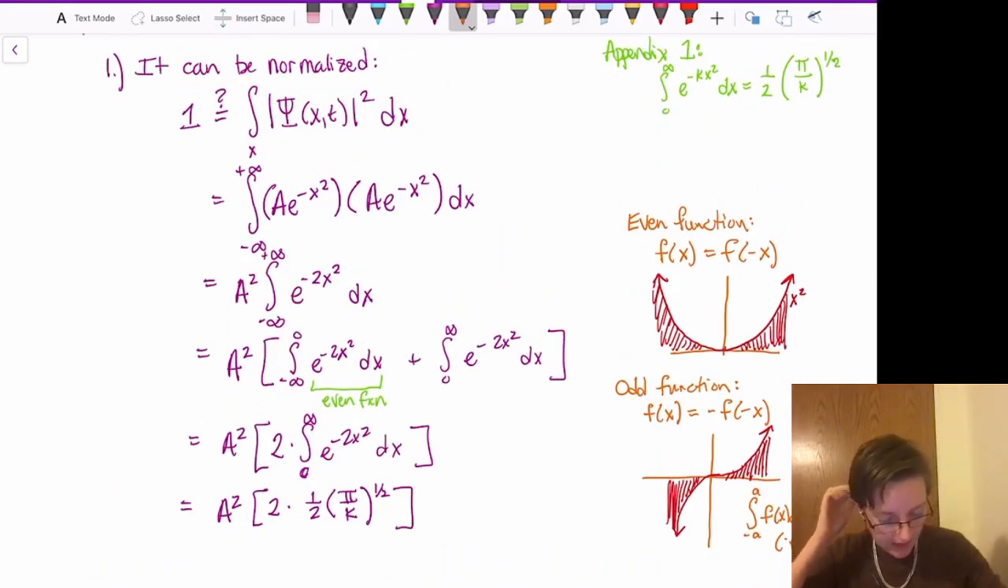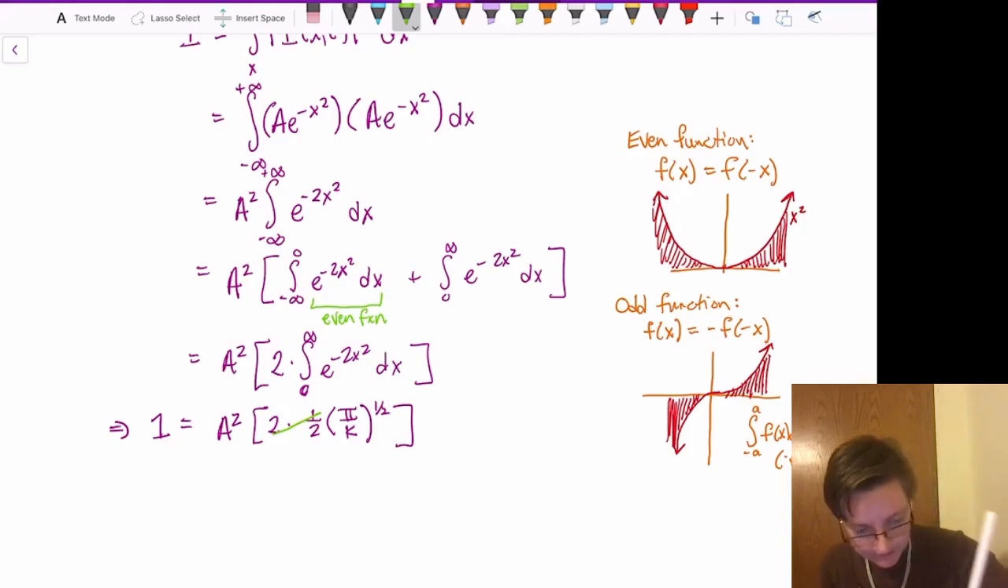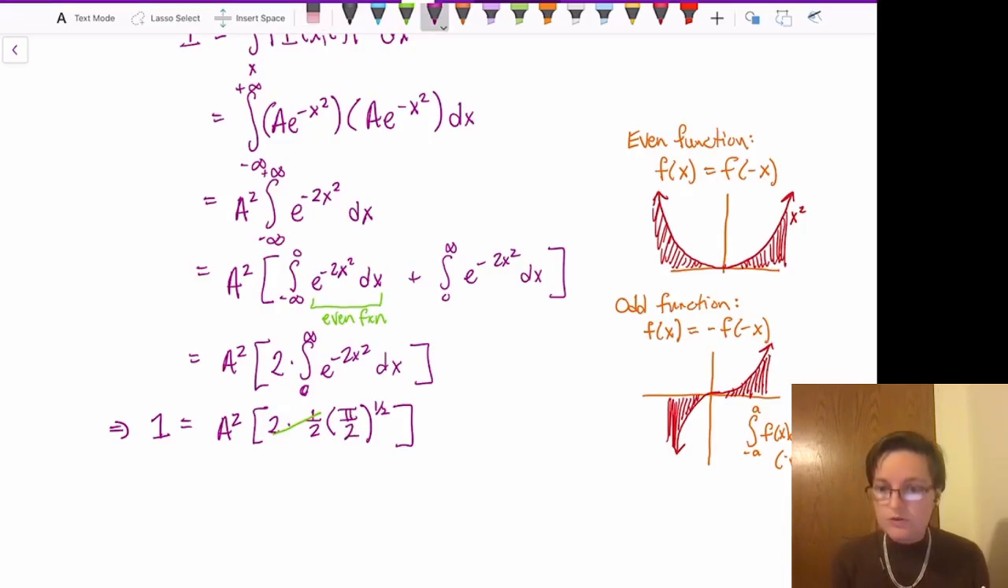Well, if we go back to the top of my math, what I've learned is that this function is normalized, but only for a very specific value of a. Not just any a constant will do, but if we have some value such that 1 is equal to a squared times the 2 times 1/2 is going to cancel out. A squared times pi over, oops, I should substitute in my k for equaling 2, pi over 2 to the 1/2 power, then the function is normalized.